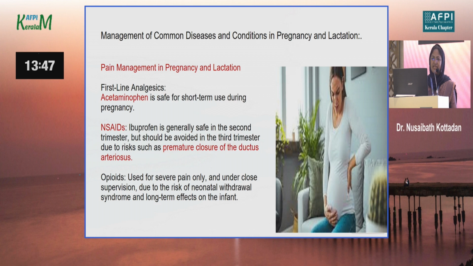One of the most challenging situations is pain management in pregnancy and lactation. The first line analgesic is acetaminophen. It is safe for short-term use only. It should not be used for long-term use. And NSAIDs are generally contraindicated, but ibuprofen can be used in the second trimester. It should be avoided in the third trimester due to risk of premature closure of the ductus arteriosus. Opioids are used for severe pain only and under close supervision due to the risk of neonatal withdrawal syndrome and long-term effects on the infant.